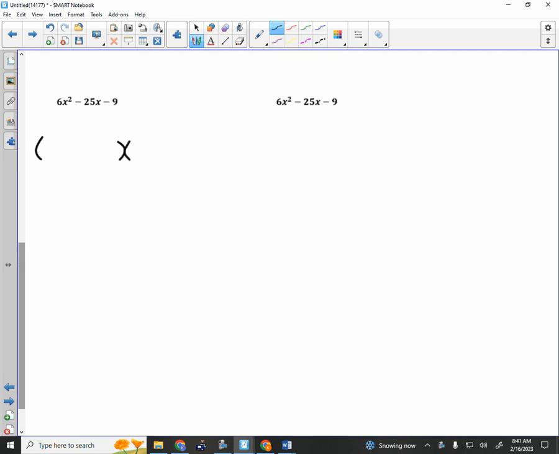And this one, 6x squared. I have 6x and x, or I have 2x and 3x. Which would you like to try? Want to try the 6x and x? I've got -9, so I could go -9 and 1, or I could go -1 and 9, or I could go -3 and 3, or positive 3. What do you think?